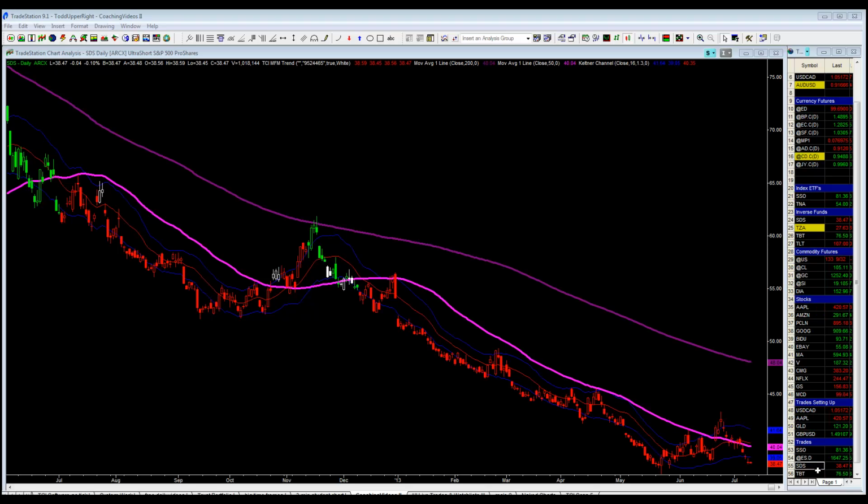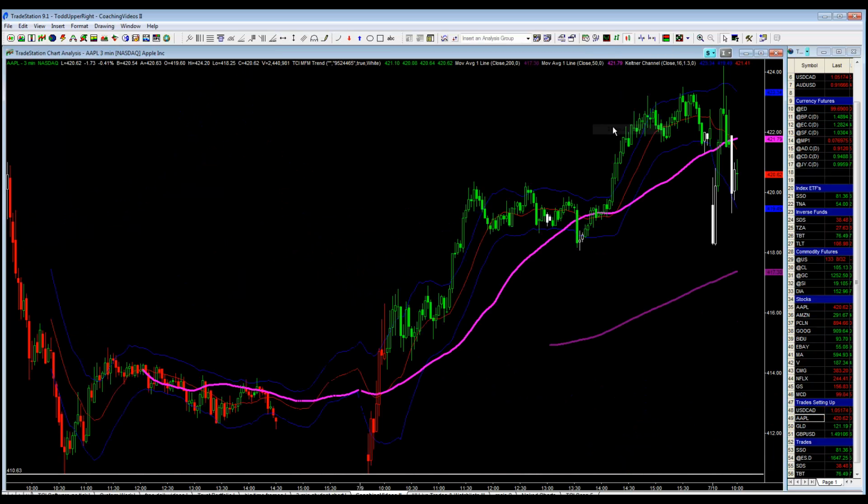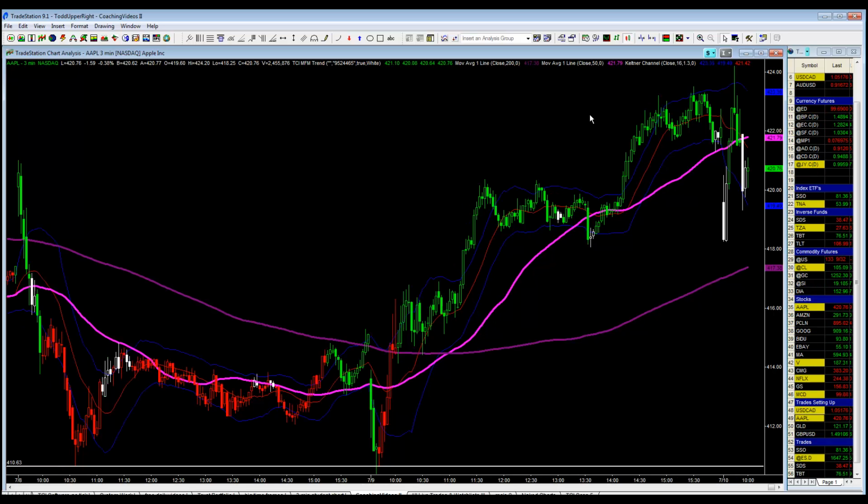What I want to show you is Apple. I want to show you a really good trade setup that I like doing on stocks. It's a good trade setup, and I know you can take something from this and maybe start using it. I look for this trade in the first half hour when day trading stocks.